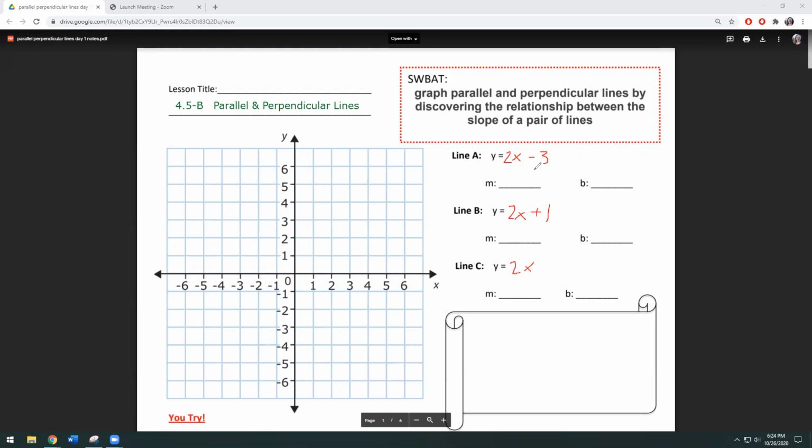So I know that these equations are in the form y equals mx plus b. So that last number there is my b. So that says -3. This says +1. And then this, there's nothing there. But I can always add in a +0. So that's what I'm going to do to get my b for that last equation.